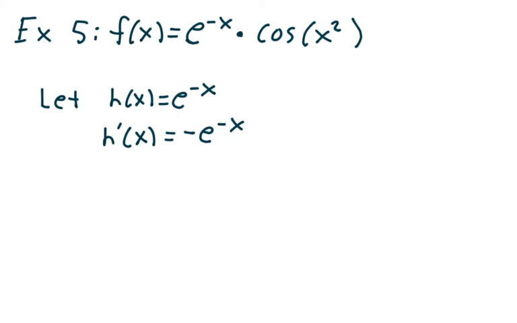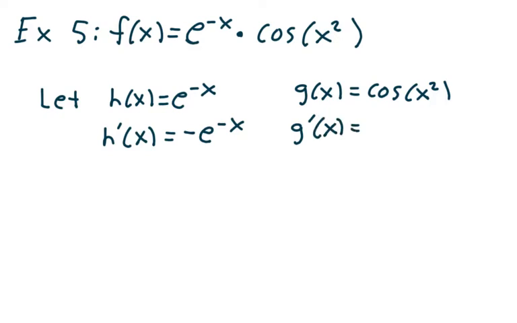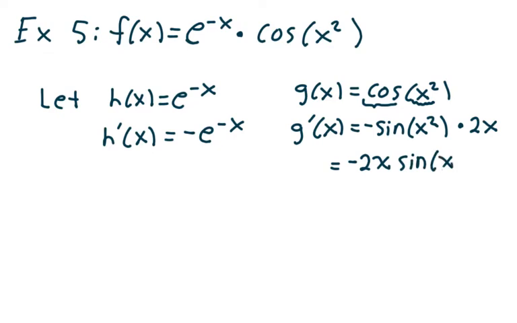Okay? And then if g of x is cosine of x squared, g prime of x is the following. You're going to take the derivative of the cosine, which is negative sine, but you're going to evaluate it at x squared. And then what you do is you're multiplying by the derivative of the inside function, which is 2x. And so this is negative 2x sine of x squared.